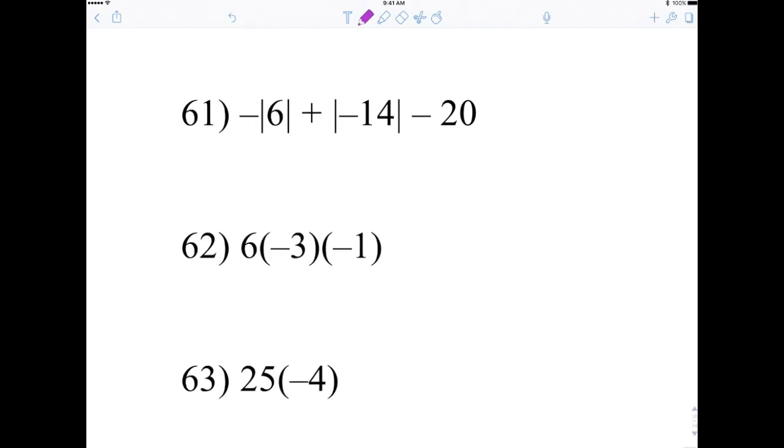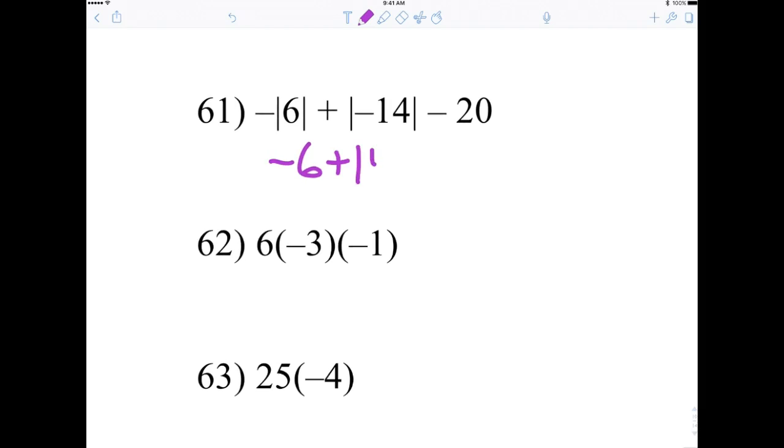What's the absolute value of 6? 6, but there's a negative out in front, right? So it's what? -6. What's the absolute value of -14? 14. And then -20. All right? So come on now, let's practice.